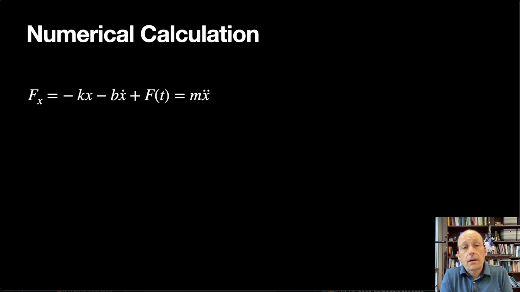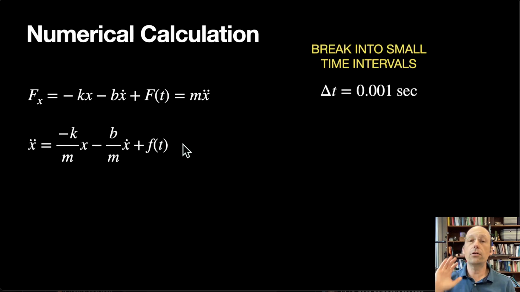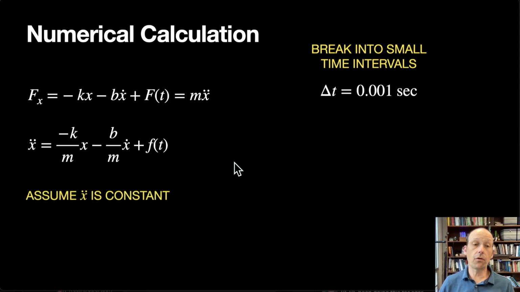So here's my Newton's second law equation. I have the drag force, I have the restoring force, I have some driving force, and that's mass times acceleration. Then I can solve this for the acceleration, just divide everything by mass, and then that capital F(t) becomes f(t). Now, what I want to do is break the motion into small time intervals. In this case, I'm going to pick 0.001 seconds. And if I have a small time interval, I can assume during that time interval that this x double dot is a constant value, which it is not, but I can assume it is.